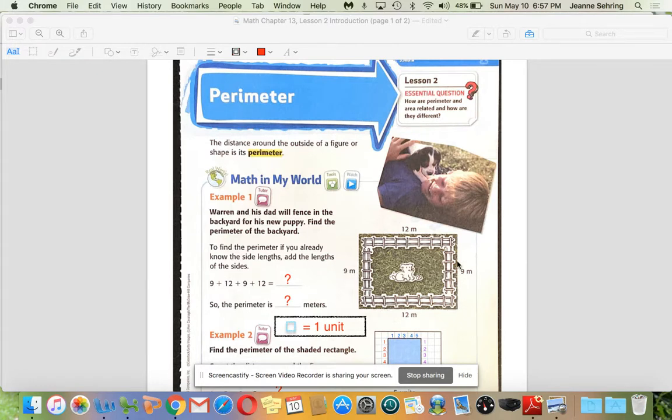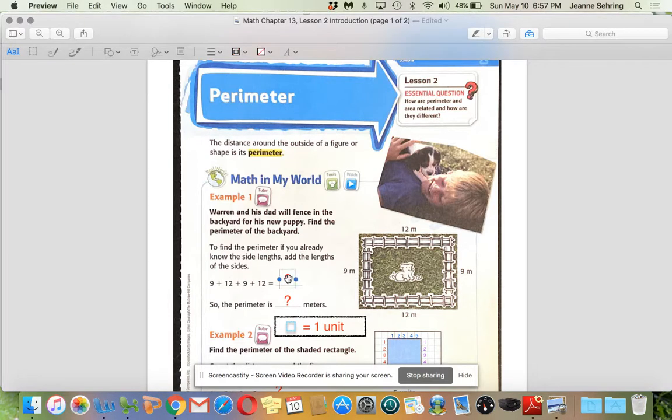So in order to find the perimeter, you have to add all those sides together. That's it. That's the whole big deal. So if I was going to find the perimeter of this, I would add 12 plus 12, which is 24, plus 9, which is 33, plus 9 more is 42. So when you add it all together, you have 42 meters. So the perimeter is 42 meters.